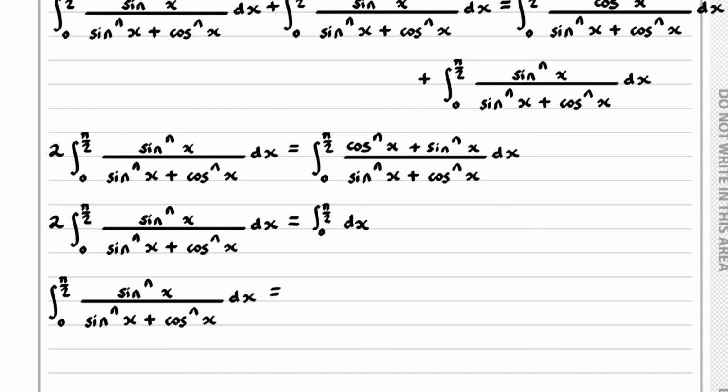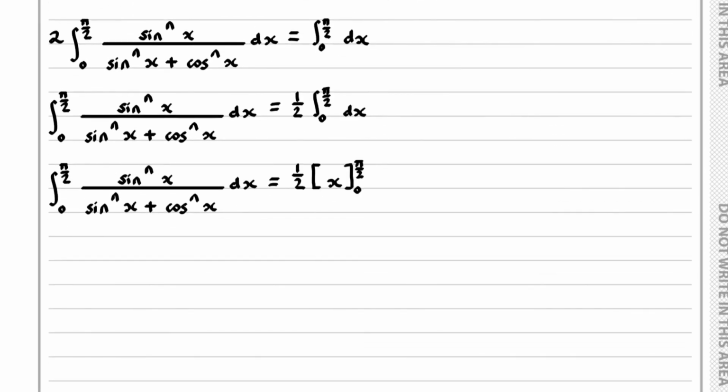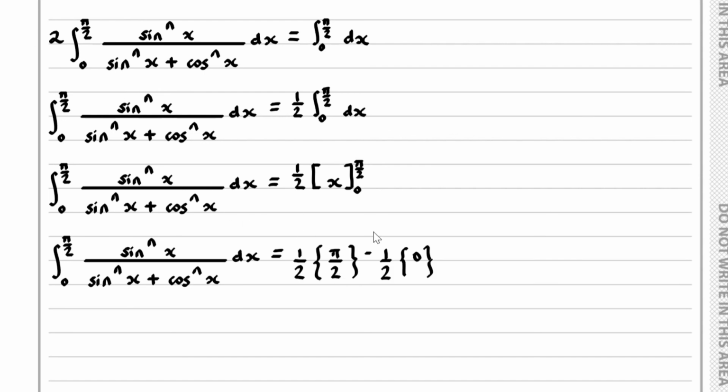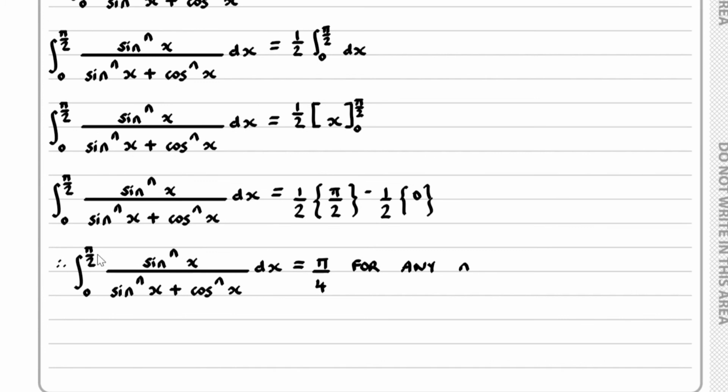So dividing through by 2, we end up with 1/2 times the integral of 1 with respect to x between 0 and pi over 2. And so working this out, we end up with 1/2 multiplied by x evaluated between pi over 2 and 0. So I've got 1/2 times pi over 2 minus 1/2 of 0, and therefore the integral from 0 to pi over 2 of sine x to the n over sine x to the n plus cos x to the n is pi over 4 for any value of n. And that's exactly what we wanted to show.